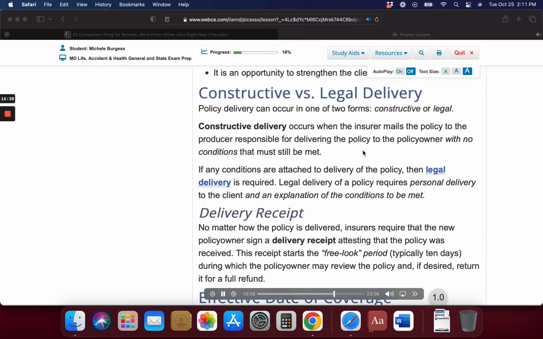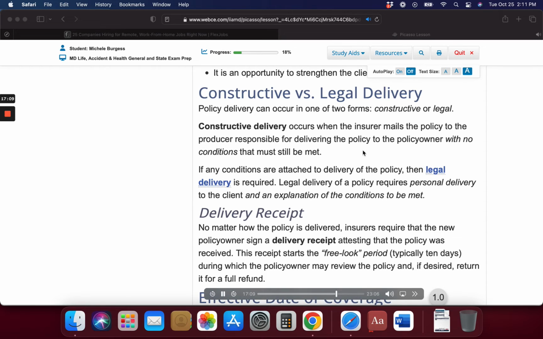Constructive versus legal delivery. Policy delivery can occur in one of two forms, constructive or legal. Constructive delivery occurs when the insurer mails the policy to the producer responsible for delivering the policy to the policy owner with no conditions that must still be met. If any conditions are attached to delivery of the policy, then legal delivery is required. Legal delivery of a policy requires personal delivery to the client and an explanation of the conditions to be met.